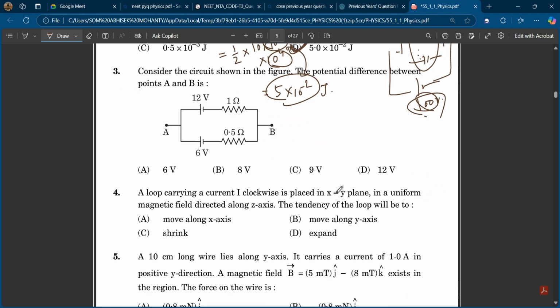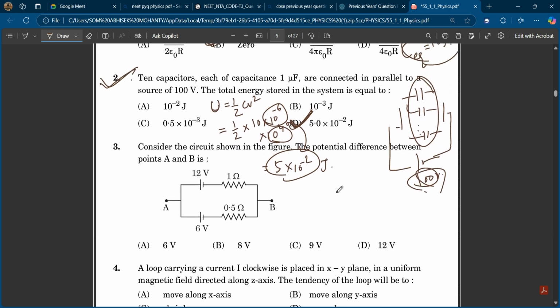Okay, let's move to the next question. Consider the circuit shown in the figure. Potential difference between points A and B. Okay, the potential difference between the points A and B will be what? Very simple question again.